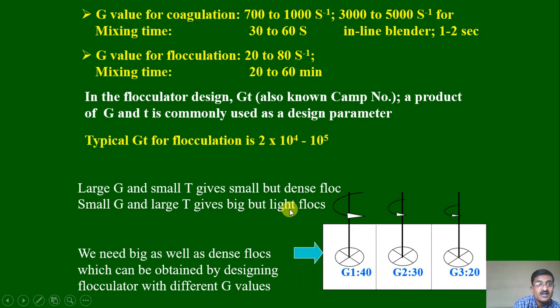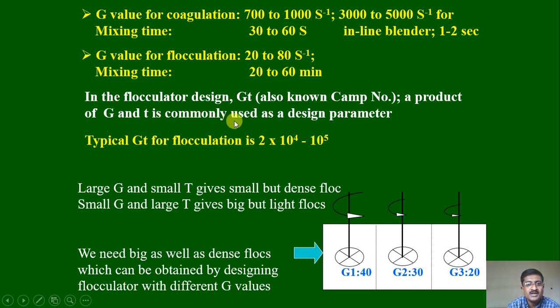G is the value for coagulation, for which one example is given here, 700 to 1000 per second, or 3000 to 5000 per second for a mixing time of 30 to 60 seconds, and for an inline blender 1 to 2 seconds. Again, the G value for flocculation you can see is 20 to 80 per second, and mixing time is 20 to 60 minutes.